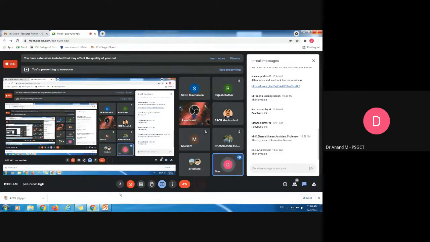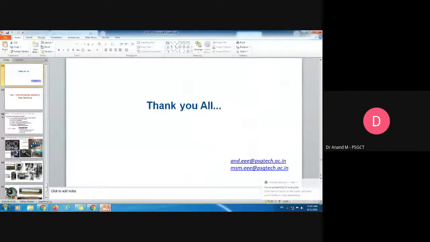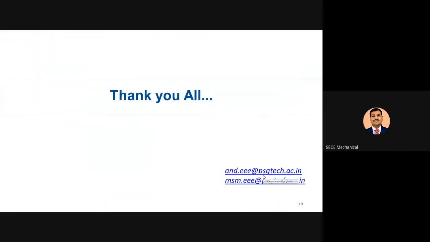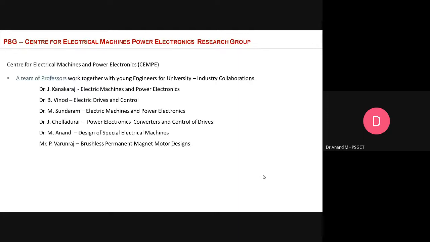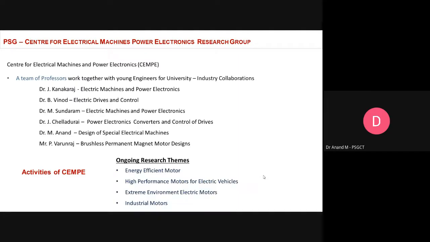Maybe I can take a few seconds to talk about the facility we have in our academic institution. As you asked about academic collaboration, in our PSG we have a center called the PSG Center for Electrical Machines and Power Electronics, which concentrates on electromagnetic designs, especially for e-vehicles and industrial grade motors. It is run by a team of faculty members and research scholars.